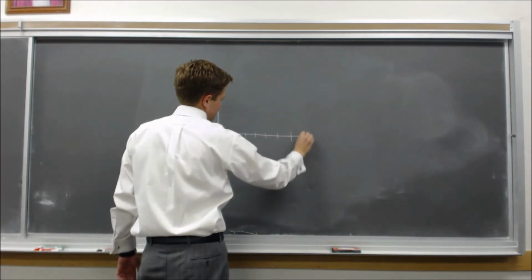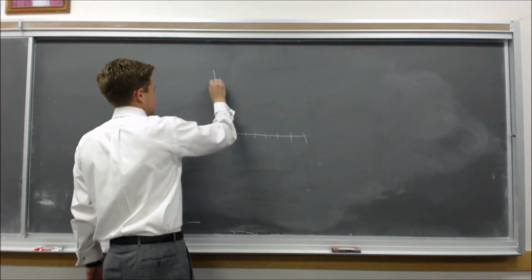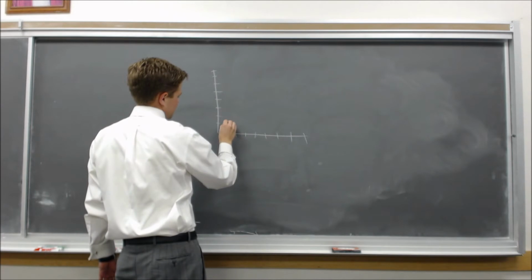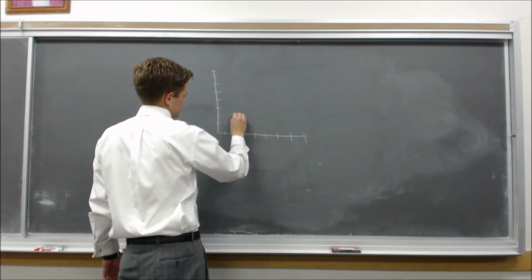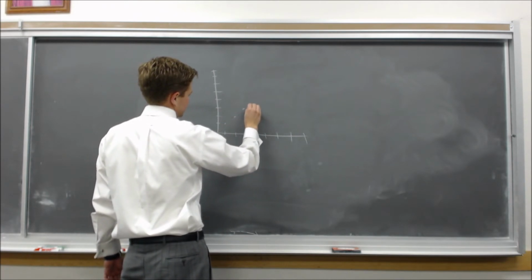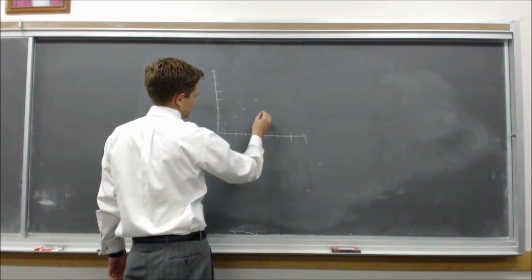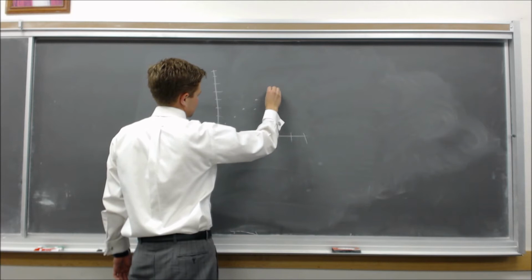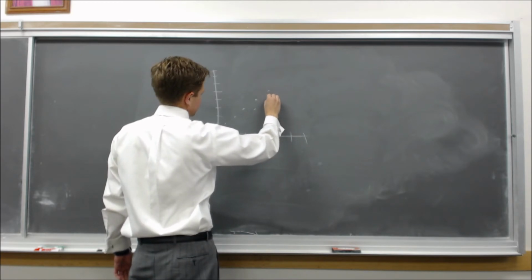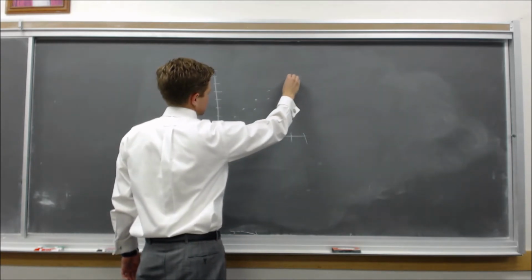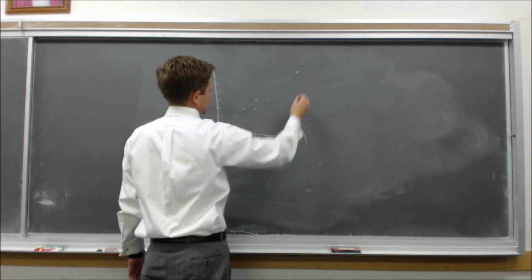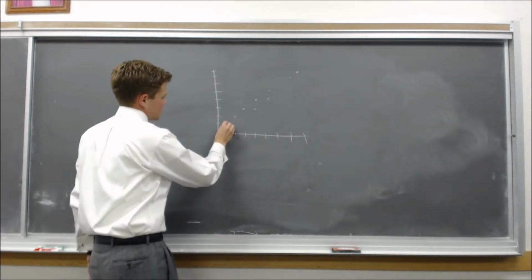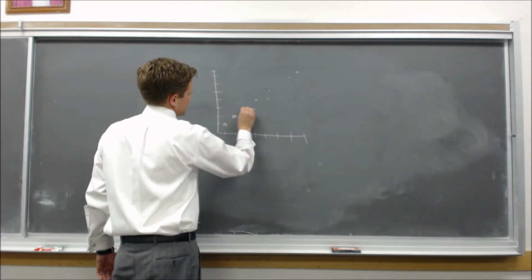So if we were to graph 10 points, we could say this is 1, 2, 3, 4, 5, 6, 7, 8. Maybe we have points at (1, 1), (2, 2), (3, 3), (4, 4). Maybe we also have one at (4, 3), and (5, 4), and then (6, 6), (7, 7), (8, 8). Okay? So we have our points here.